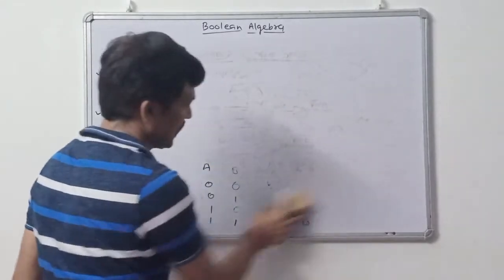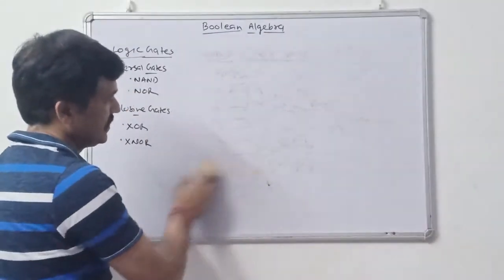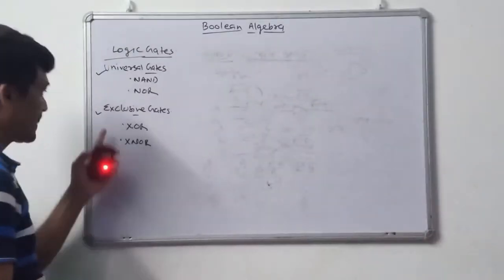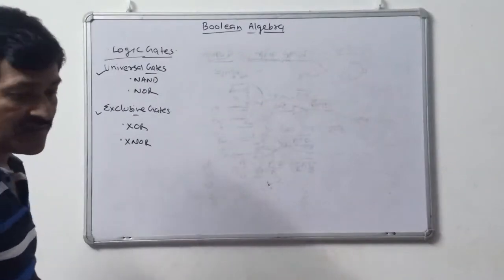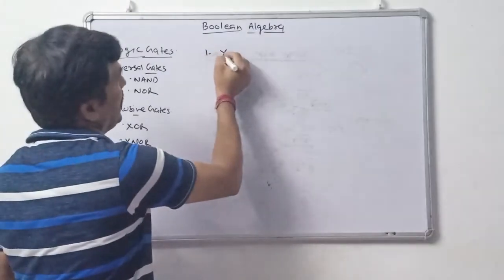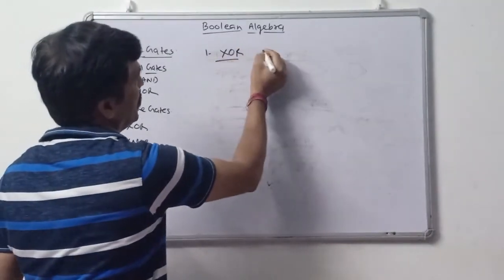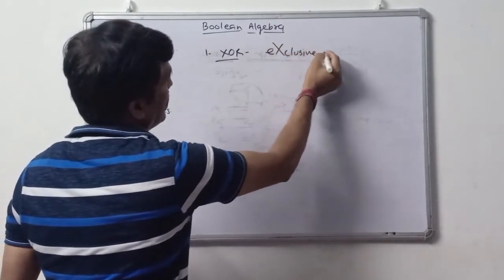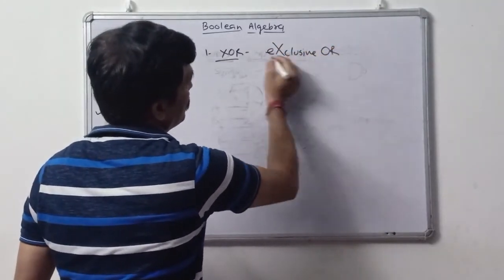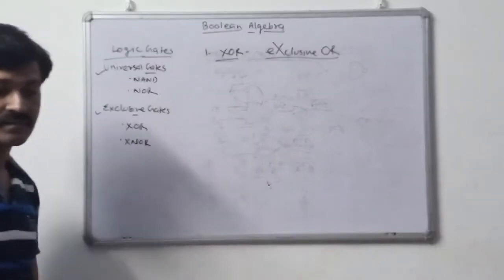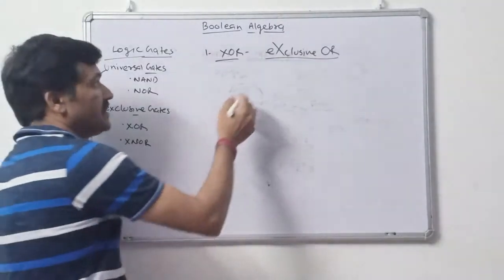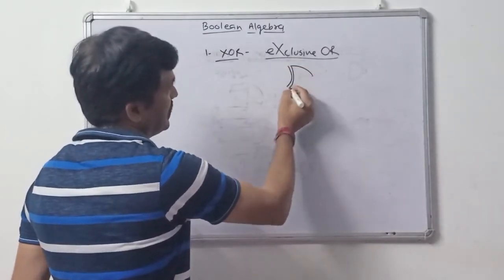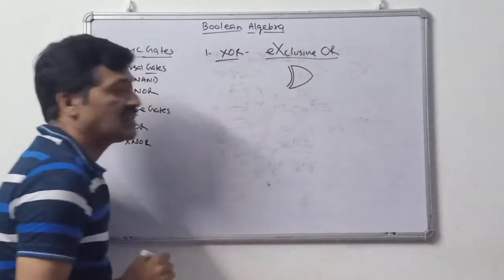Now we'll discuss the exclusive gates. The first one is XOR. This X is for exclusive, that is exclusive OR. The symbol is exclusive OR.